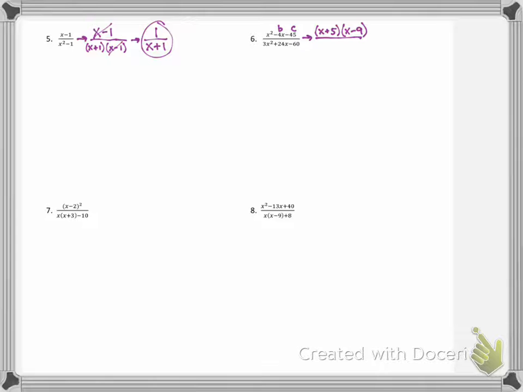Now let's look at the trinomial in the bottom. There is a GCF you can take out, so we're going to take out a GCF first. We can take out a GCF of 3. And if I do that, I'm left with x squared plus 8x minus 20. Now in this case, if I look at this at face value, you said something would cancel. Right now, nothing does. Let's go ahead and take this one step further.